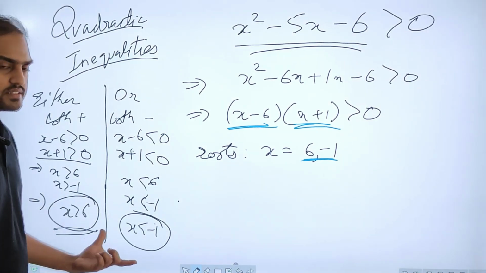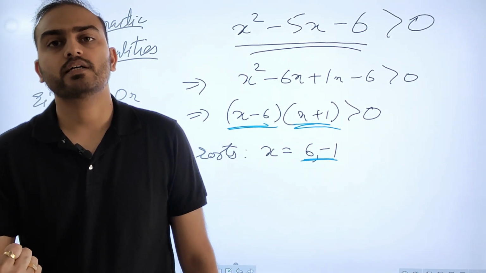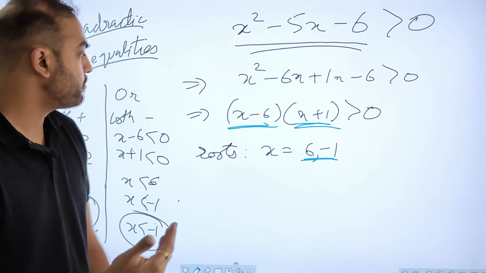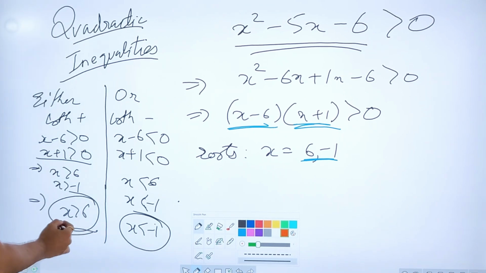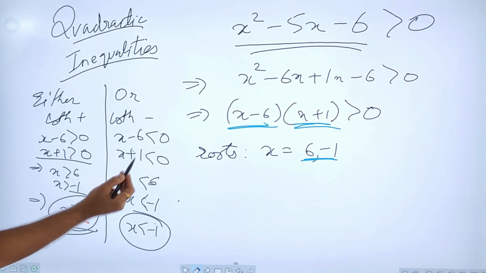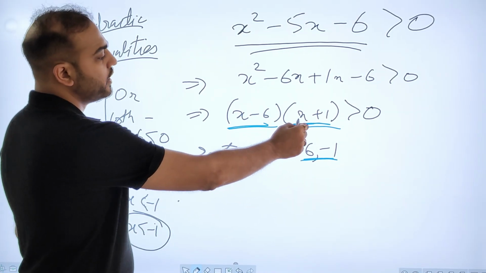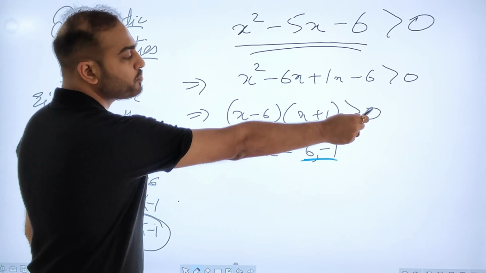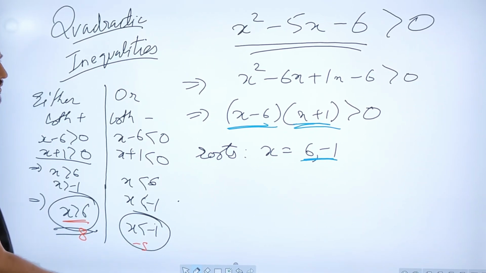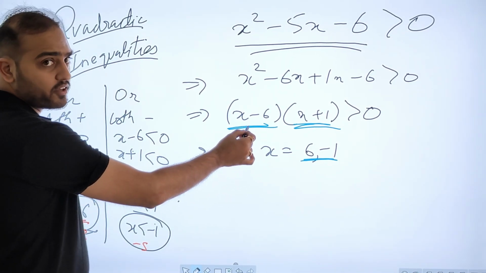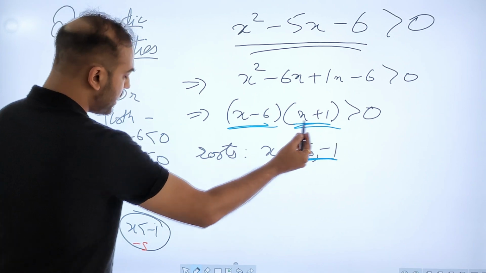So we get two answers. One, because both are positive, so positive into positive should give me positive. Similarly, the other, both negative, because negative into negative also gives me positive. Now if you want, we can verify some values. Say x is greater than 6. Let's take a number, say 8. If I put 8 here, 8 minus 6 is 2, 8 plus 1 is 9, positive into positive gives me positive. Similarly, if I take the number minus 5, minus 5 minus 6 is minus 11, minus 5 plus 1 is minus 4, negative into negative, again positive.